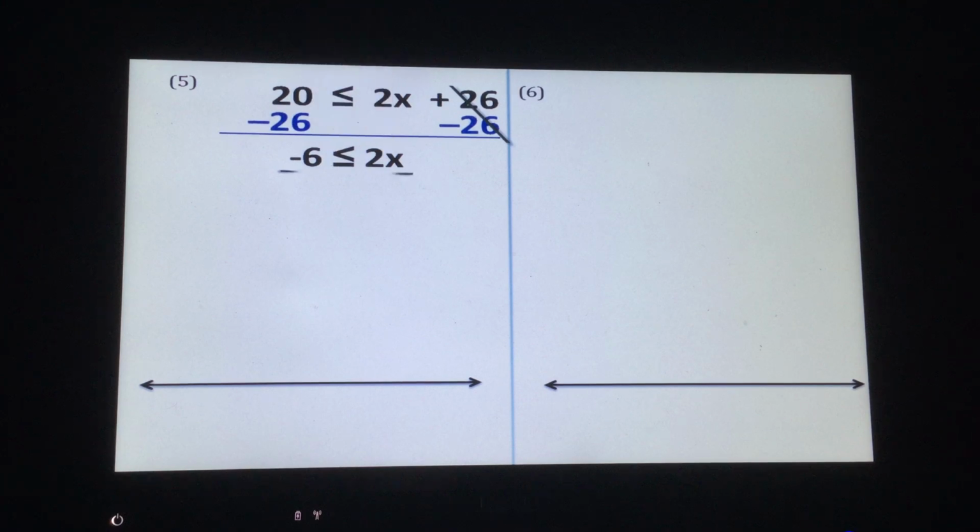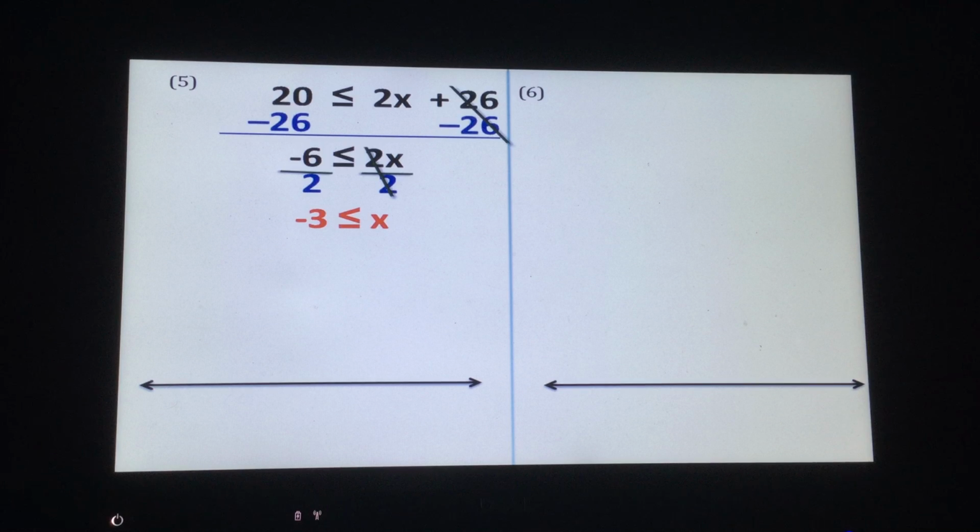Now over here I have to divide by 2 on both sides. Now we are dividing by a positive number. What that means is that the symbol does not change. So over here this is going to wind up being -3, and then you're going to have -3 is less than or equal to x.